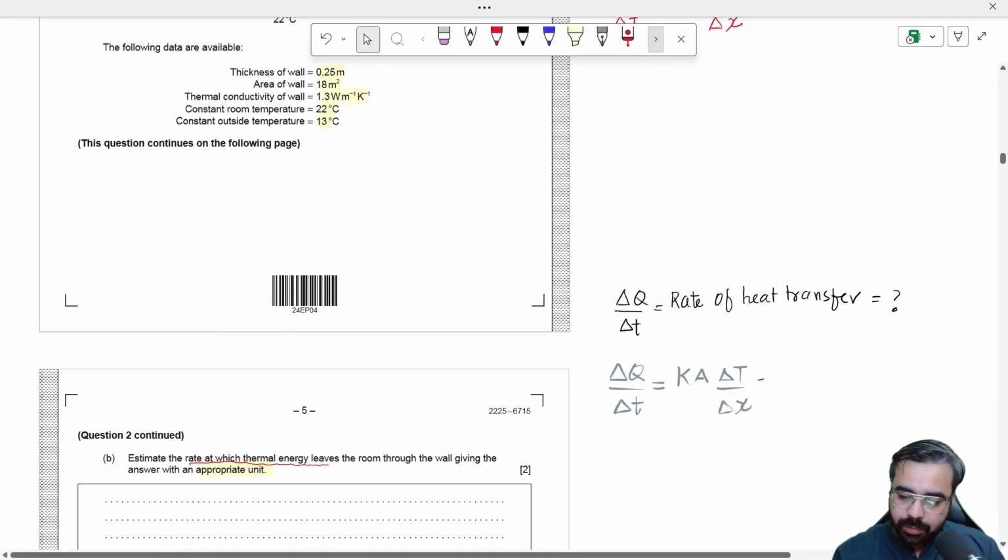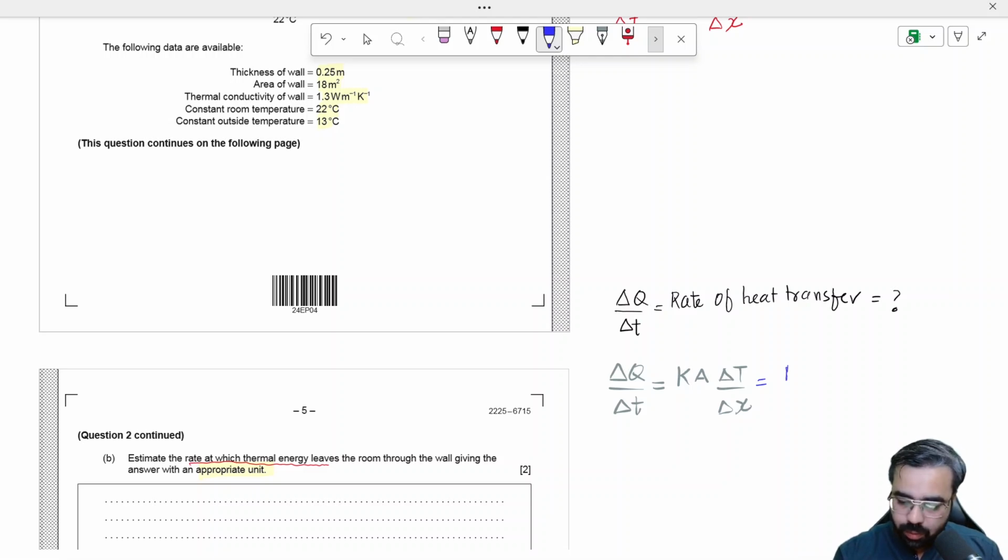So let's substitute the values. All the values are given. The thermal conductivity is given as 1.3 watt per meter per Kelvin, that is the unit of thermal conductivity, times area.